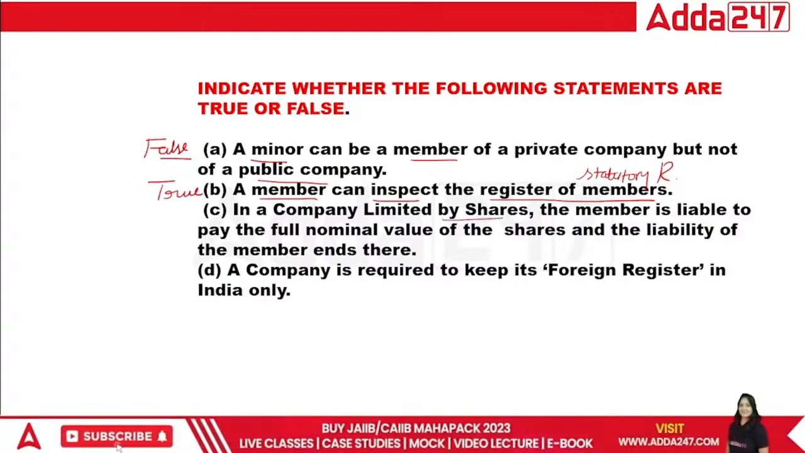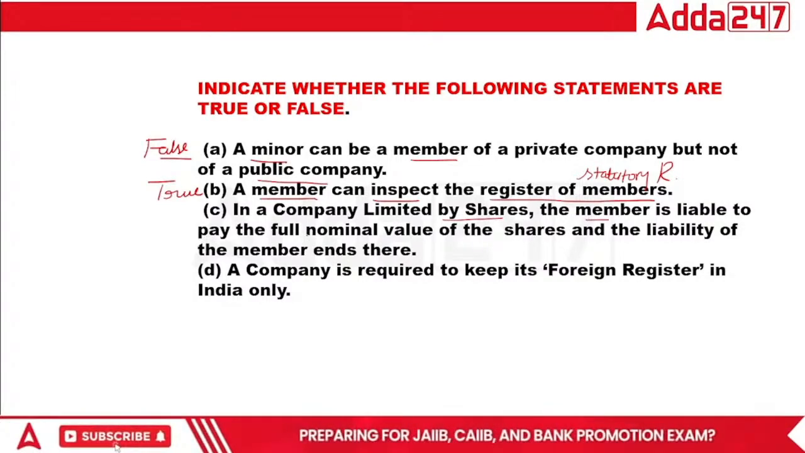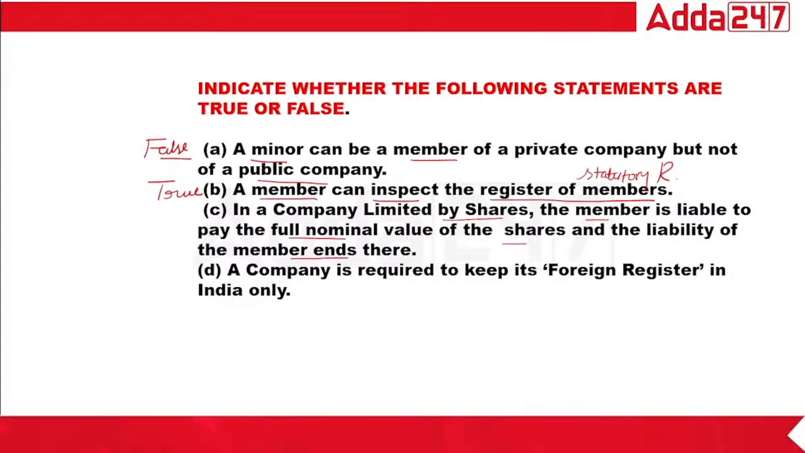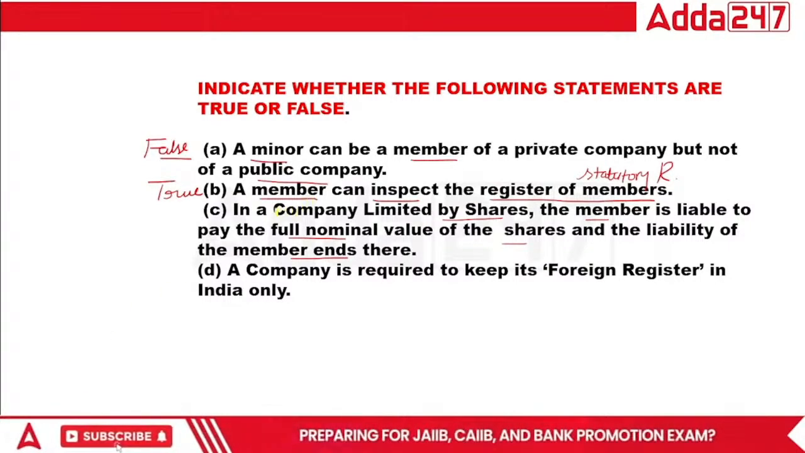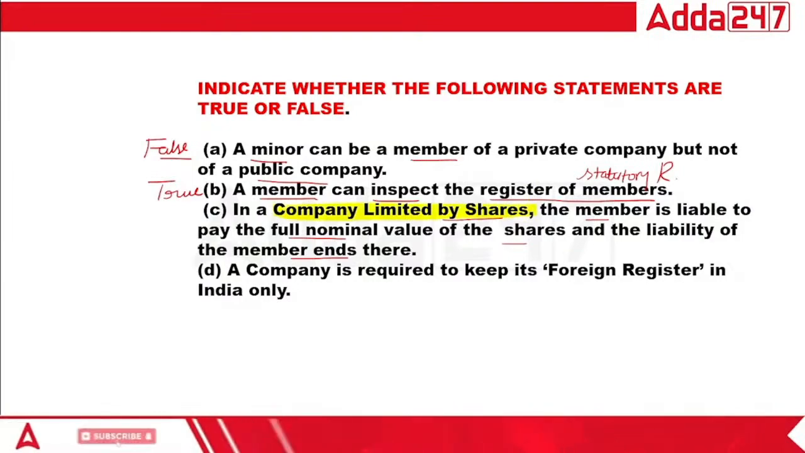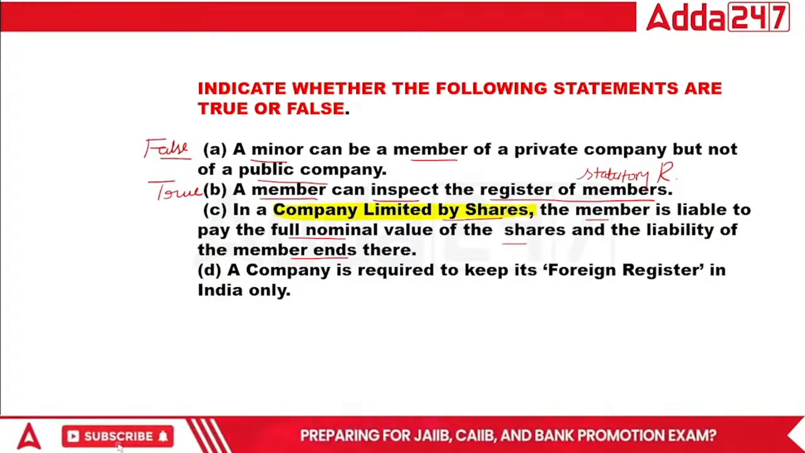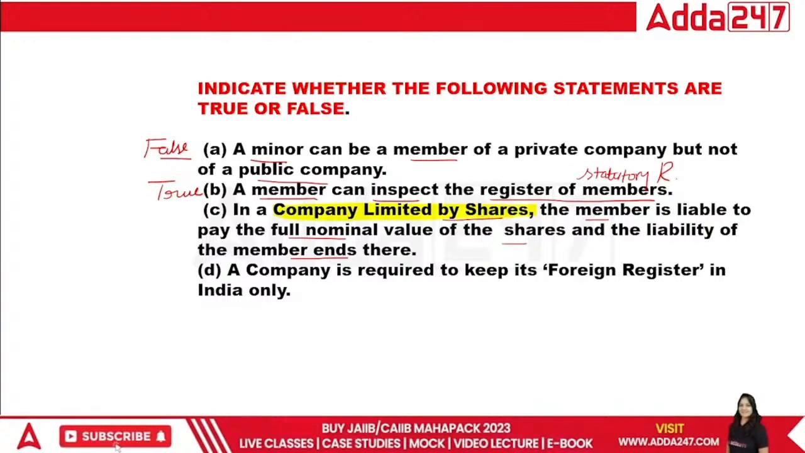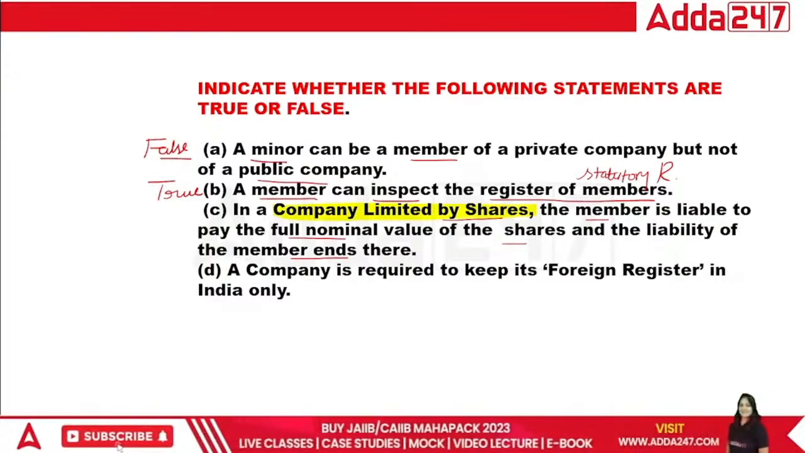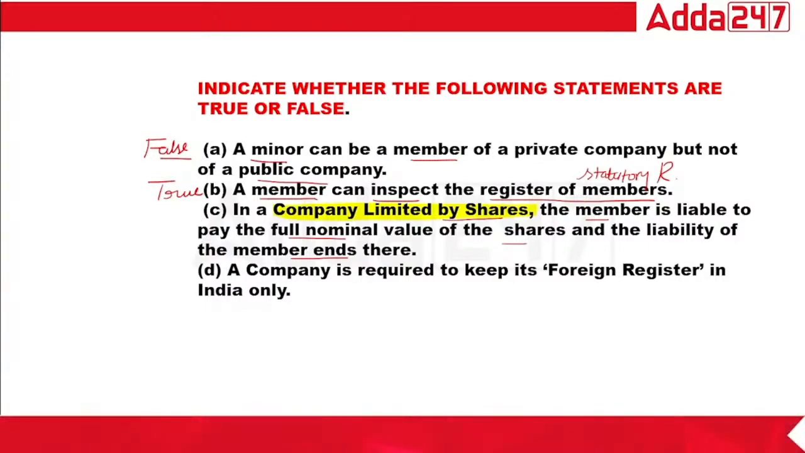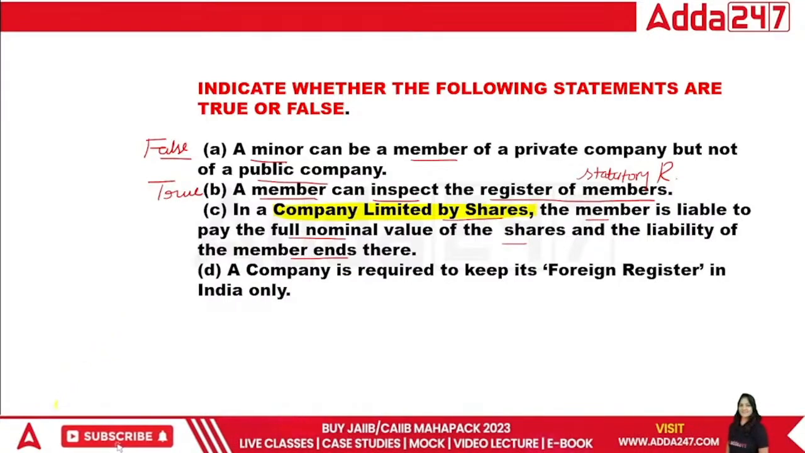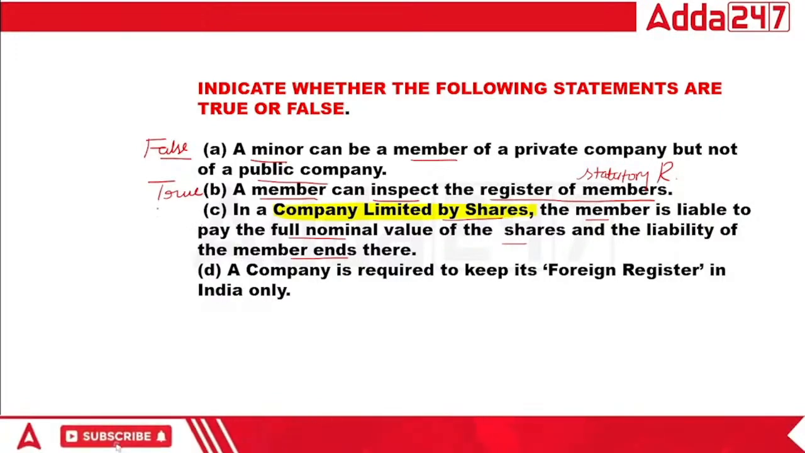In a company limited by shares, the member is liable to pay the full nominal value of the share, and the liability of the member ends there. So please remember the types of company. This is the right definition, because we have read company limited by shares, company limited by guarantee, and unlimited company. These are the three types of company that we have read. So under C1, the answer is absolutely false.